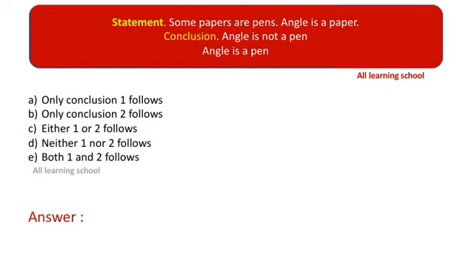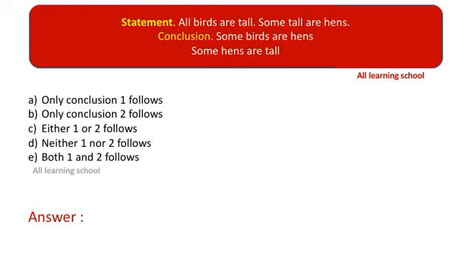Now our question number 20. All birds are tall, some tall are thin. First statement is positive, second statement is positive. When both statements are positive, conclusion should be positive. Here first conclusion is positive, second conclusion is positive. Now we need to merge these two statements. To merge these two statements, we need some common words. Tall is the common word in both of these two statements.